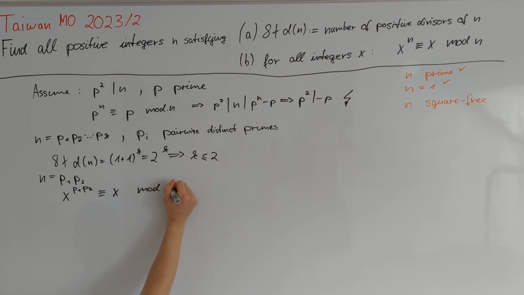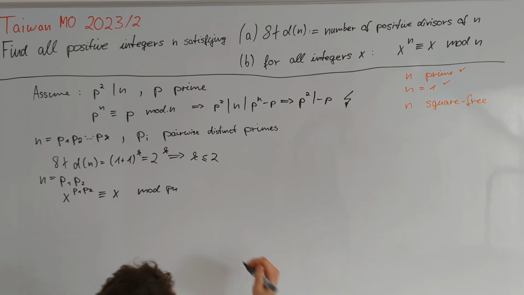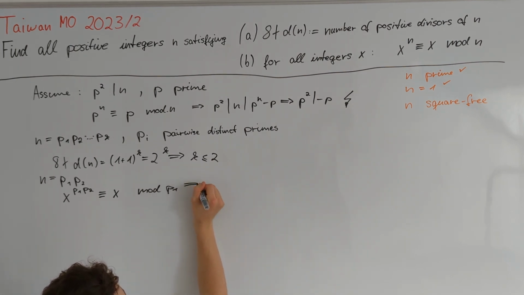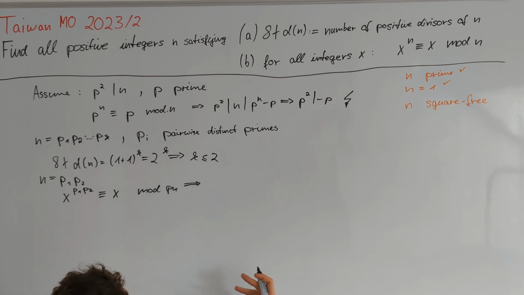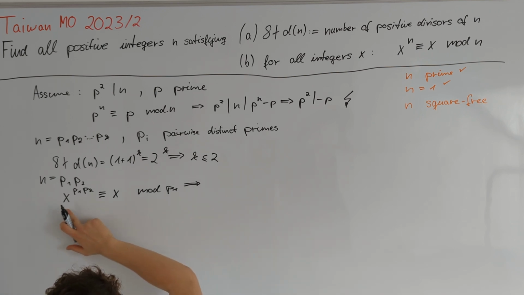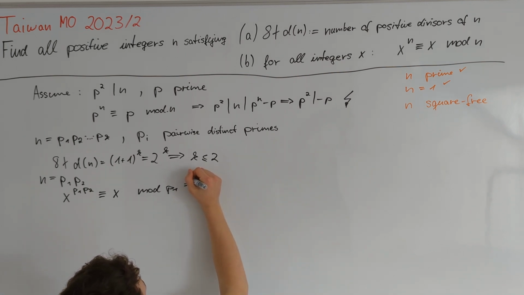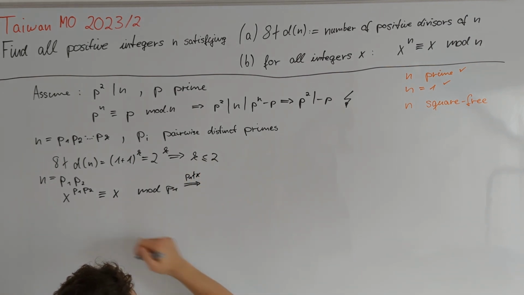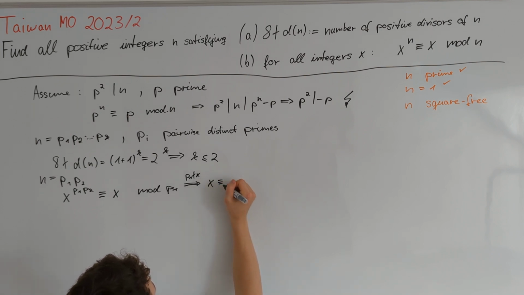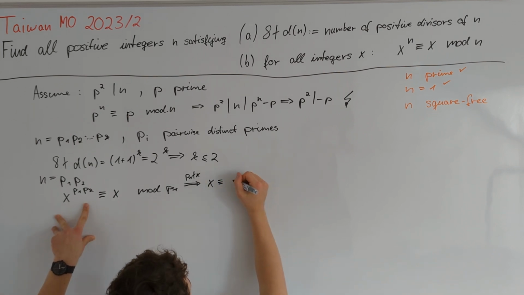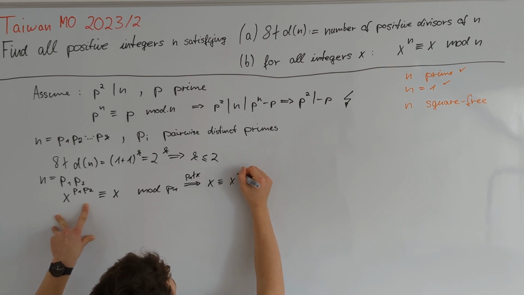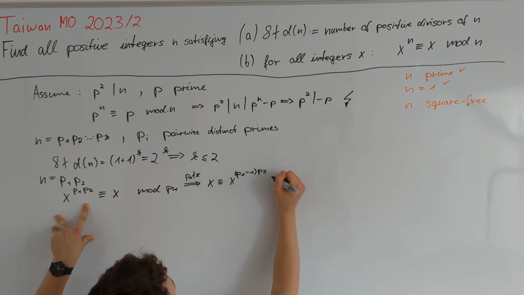modulo p1. Now we want to use Fermat's little theorem, and we will do so only for the case that x is not divisible by p1, because that case is trivial anyway. We will get 0 congruent to 0, which is not really useful for us. So let's assume that p1 does not divide x, and in this case our equation tells us that x is congruent to x to the power of p1 times p2, which is again congruent to x to the power of p1 minus 1 times p2 times x to the power of p2.